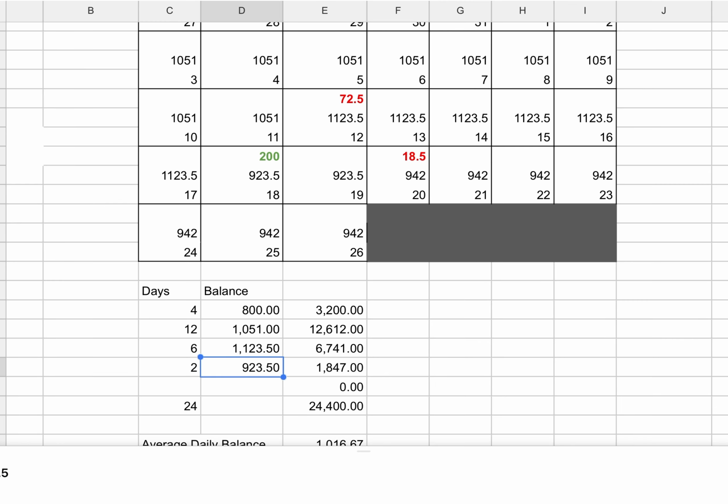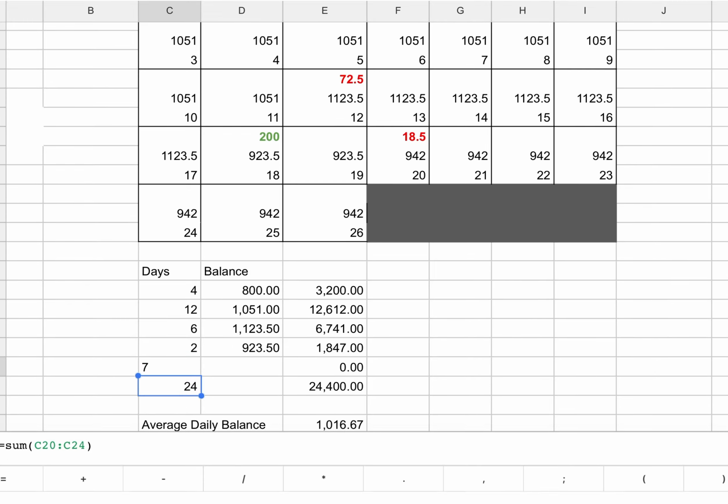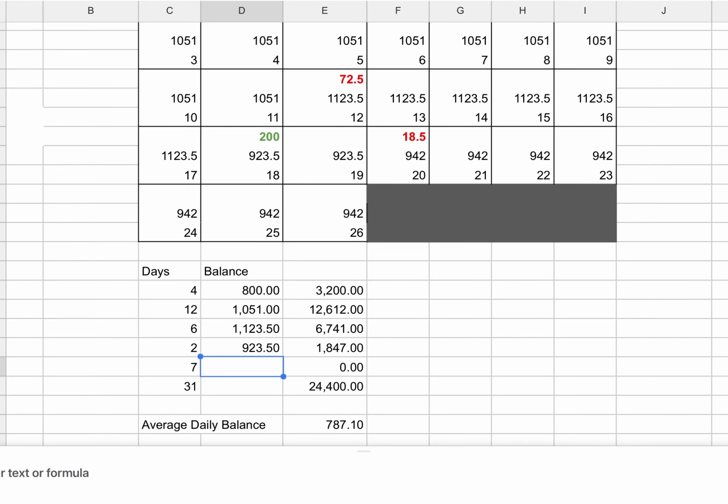And then lastly, starting on the 20th, going all the way to the end of the month, that's 1, 2, 3, 4, 5, 6, 7, for a total of 7 days. We ran a daily balance of $942. So now this exercise should become familiar to you because this is very similar to what we did in example 1, but I wanted to show you the minutia that really takes place to get all of this information.